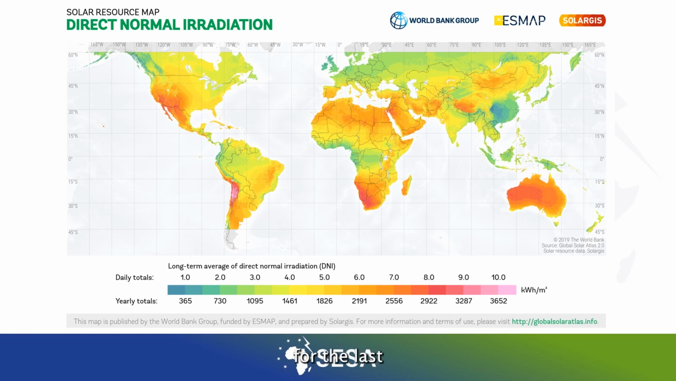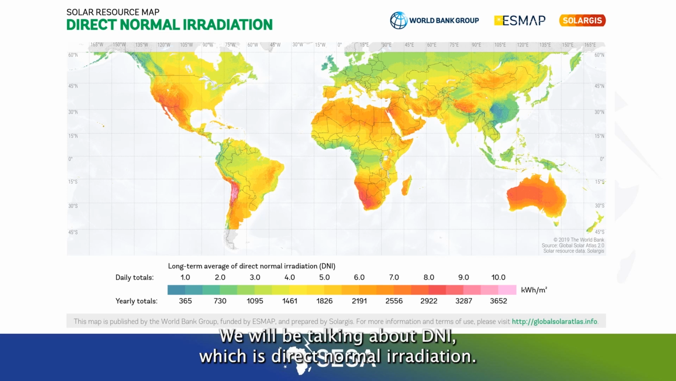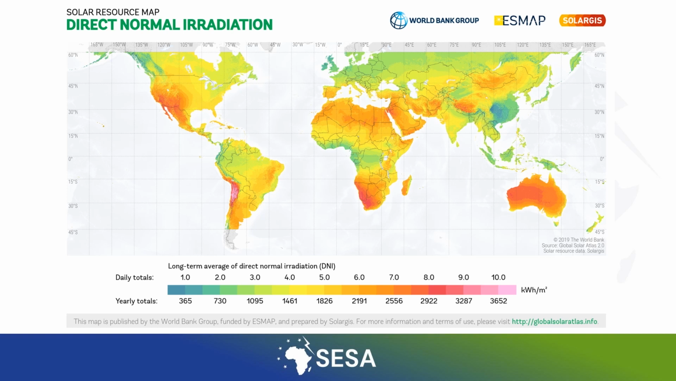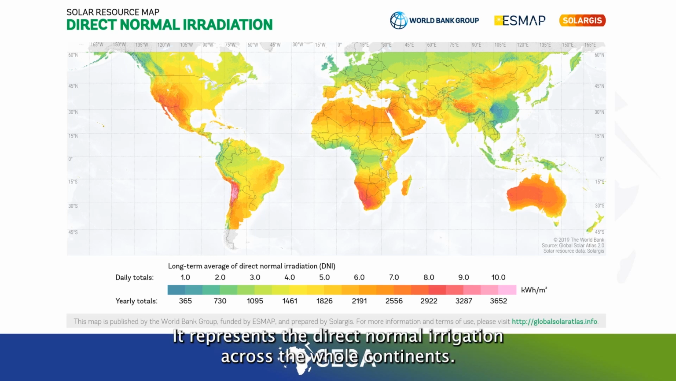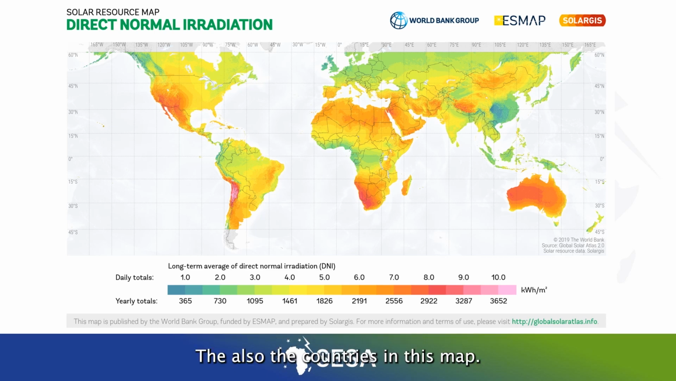For the last part of the solar resource map, we will be talking about DNI, which is direct normal irradiation, going for a scale from 1 to 10 kilowatt hour per meter square, and a yearly total of 365 up to 3652. We see it's the same case as the GHI, or the power potential. It represents the direct normal irradiation across the whole continents, also the countries in this map.